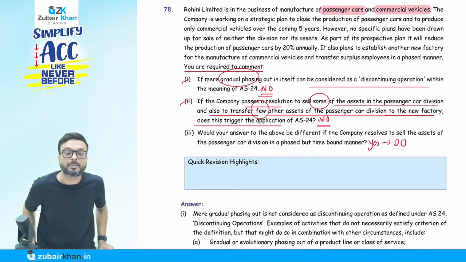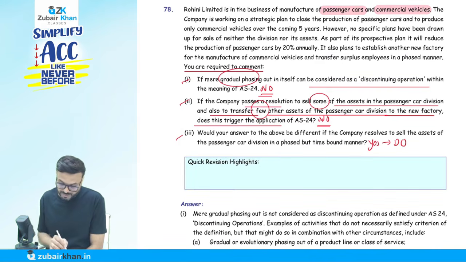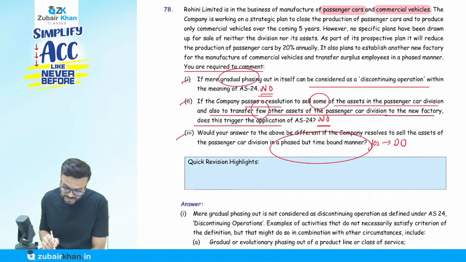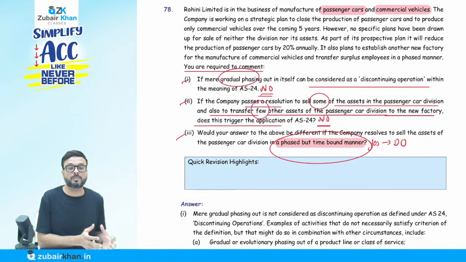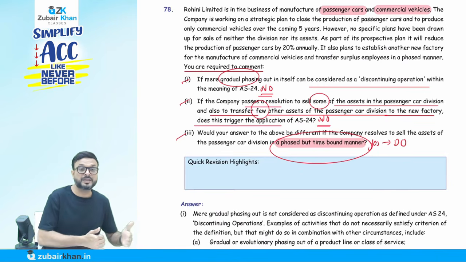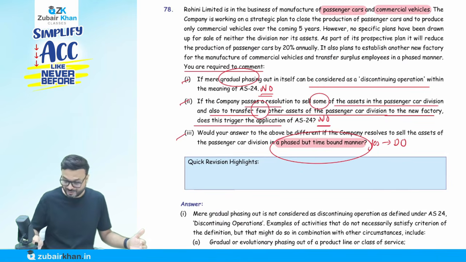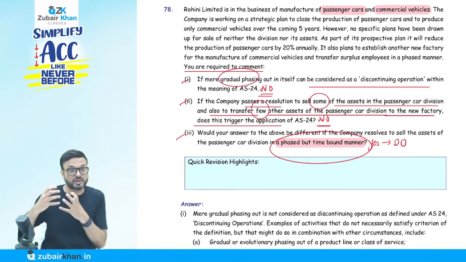They have to make it clear how they want to discontinue. That is not a discontinuing operation. Would your answer be different if the company resolved to sell the assets of the passenger car division in a phase out? Yes. If they have made a time-bound phase out with a proper plan, that means a piecemeal disposal, and it is a discontinuing operation.